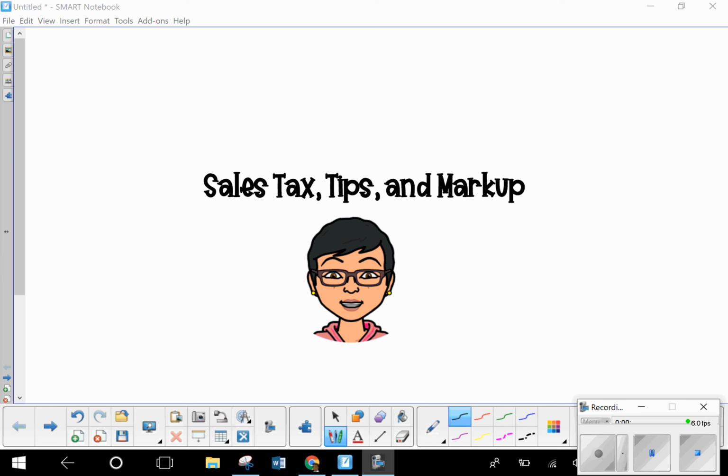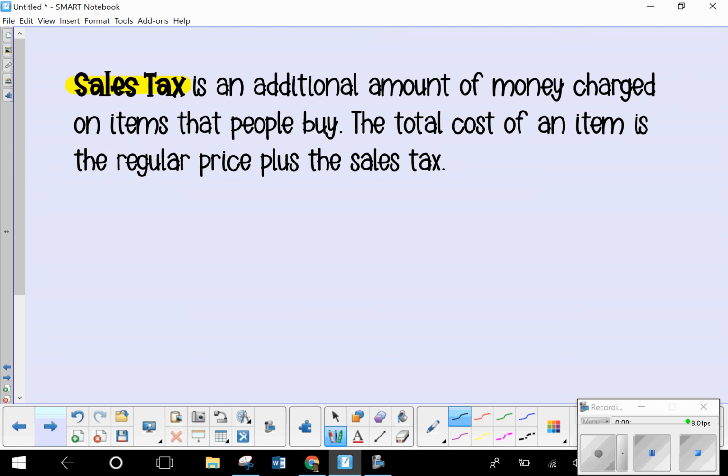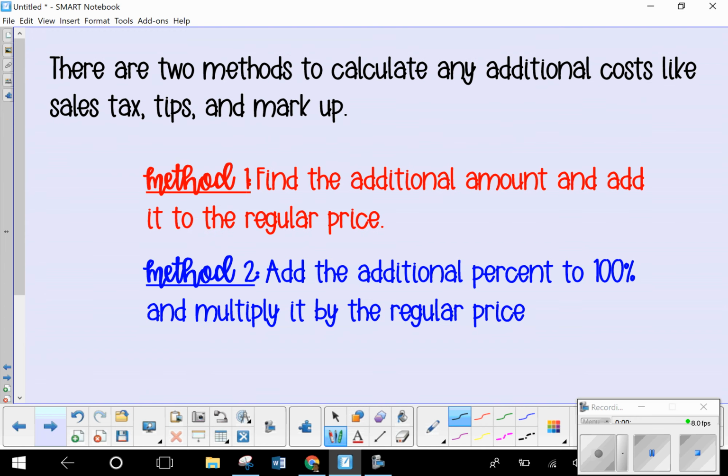Hi there. Today we're going to discuss sales tax, tips, and markup. Sales tax is an additional amount of money charged on items that people buy. The total cost of an item is the regular price plus the sales tax. There are two methods to calculate any additional costs, like sales tax, tips, and markup.